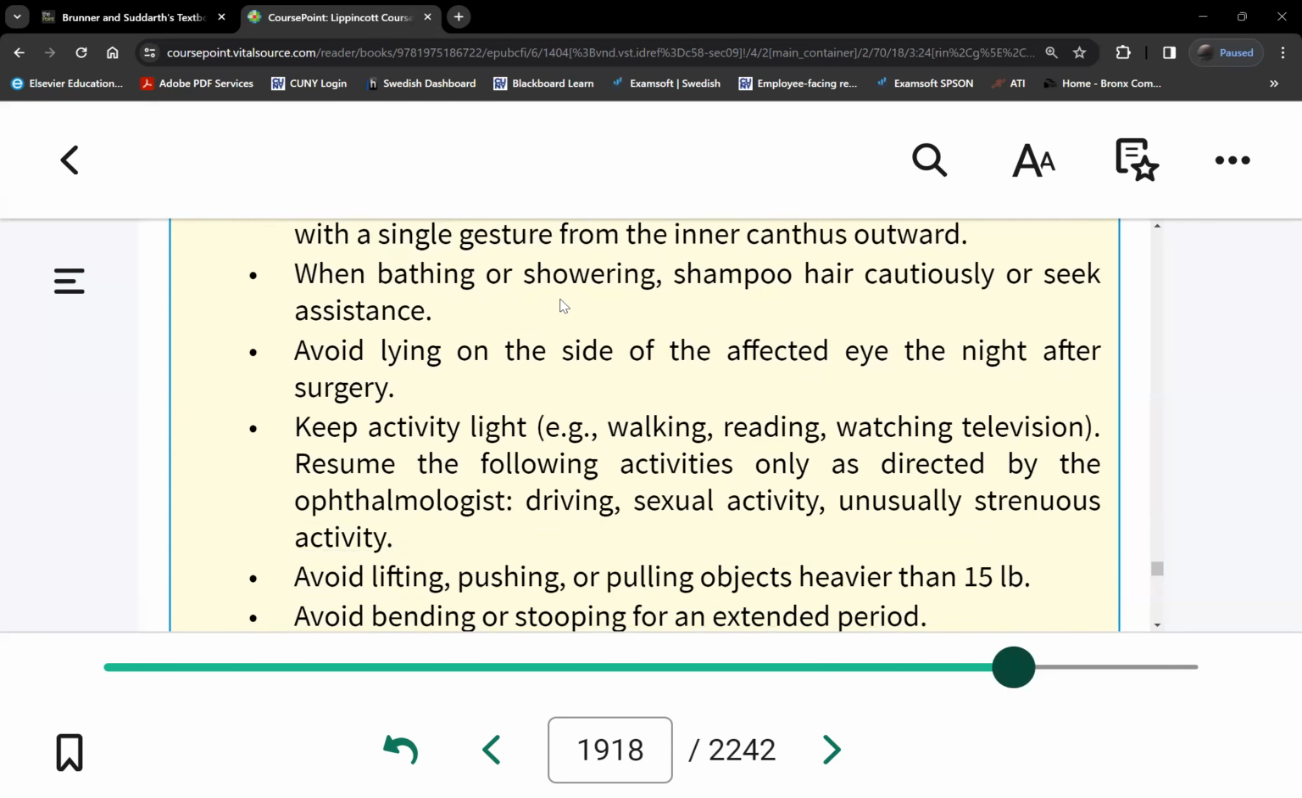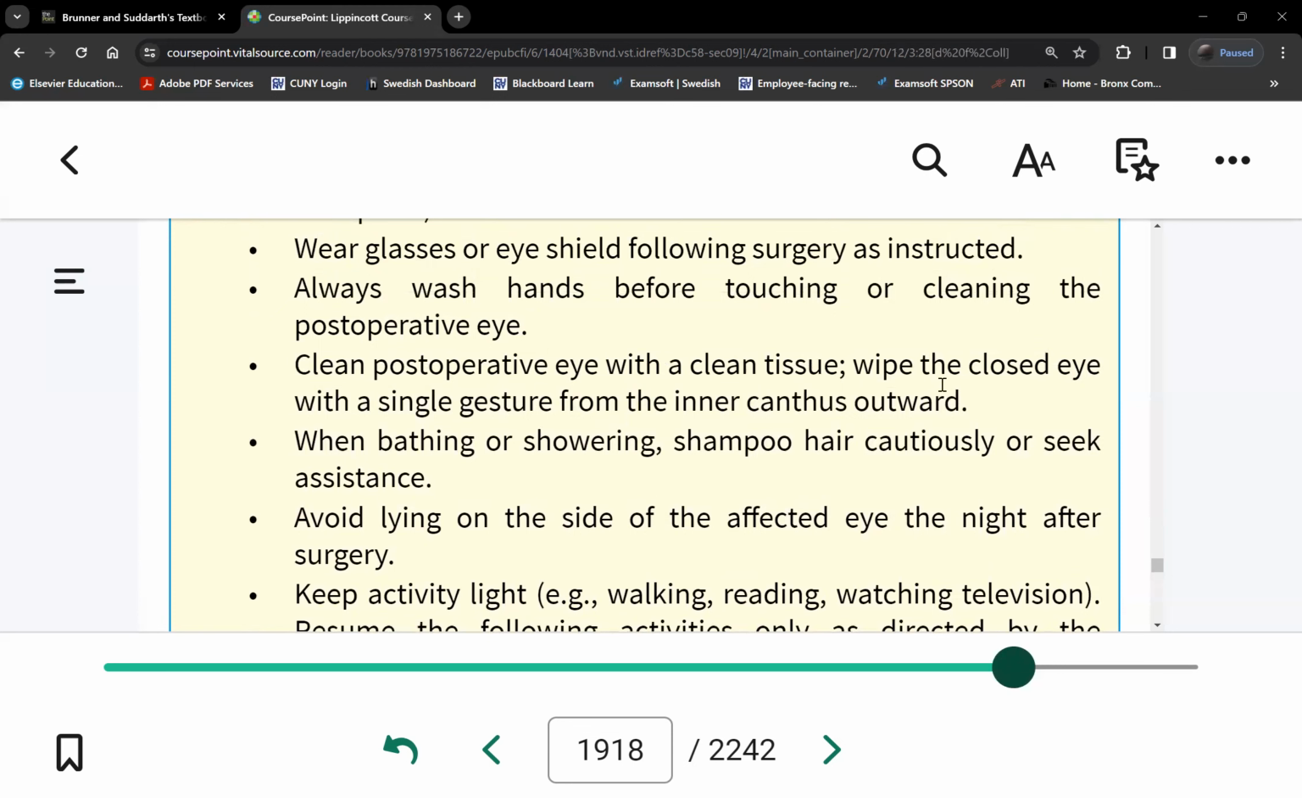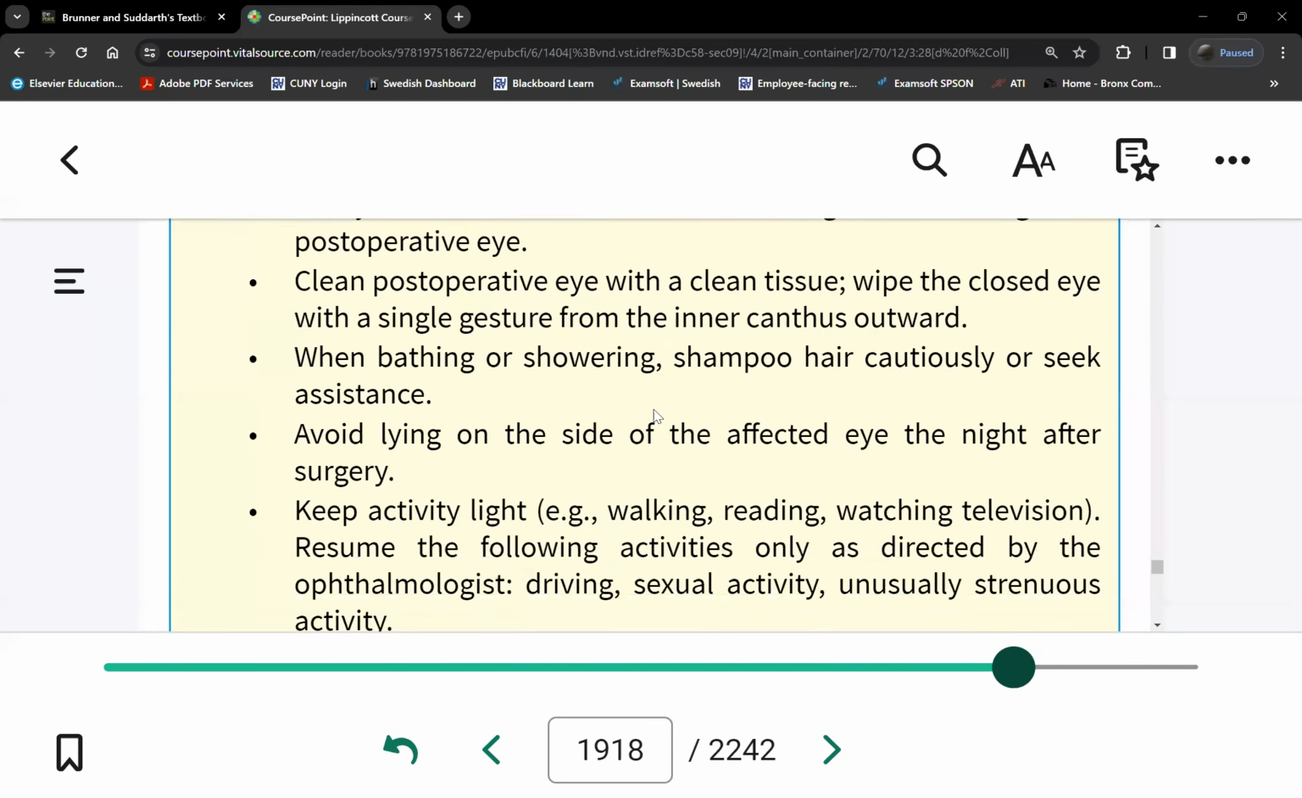So here, avoid, so positioning. And let's start with ADLs. So how should you care for the eye? Use a clean tissue each time. When doing hygiene, shampoo hair cautiously because do you want to get the eye wet? So how should you do your shampooing? Well, are you going to bend over the sink? Because bending over does what to the intraocular pressure?